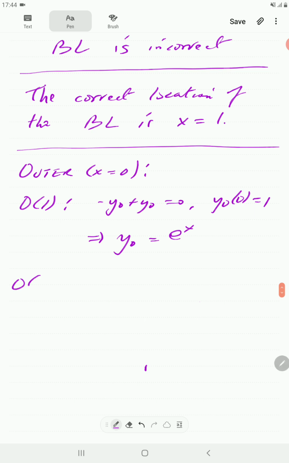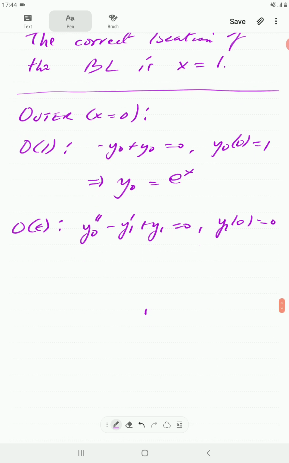Maybe we can find the solution at order epsilon. So that one is going to be y1 double prime minus y1 prime plus y naught equals 0, and y1 when x equals 0 is going to be given by that. So if you plug in y naught, this is going to be y1 prime minus y1 equal to x. If we solve this, we are going to find y1 is equal to x e to the x.